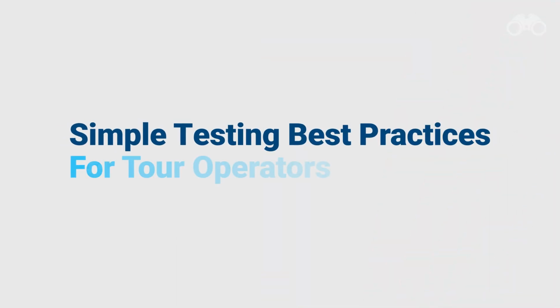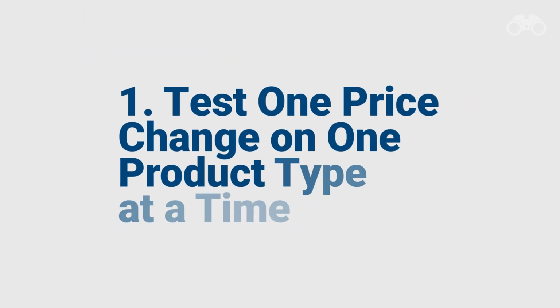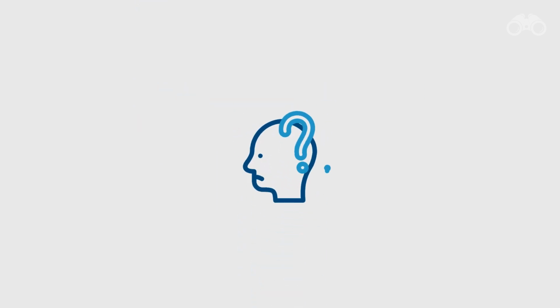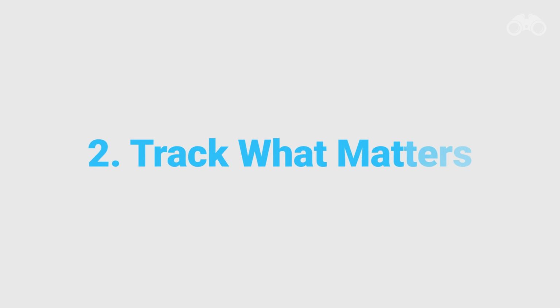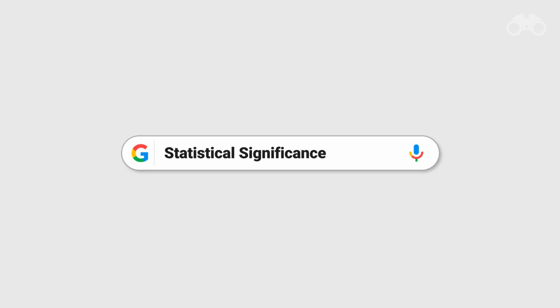So let's go through some simple testing best practices for tour operators. Firstly, test only one price change on one product at a time. If you're making too many changes at once, it's going to be hard to interpret the data. Second, track only a handful of things that matter most. Is it the total bookings you're looking to increase, your total revenue, your conversion rates before, during, or after the test? Thirdly, make sure you're running tests long enough. Think minimum 20 or 30 completed bookings or a sufficient number of conversions to draw meaningful conclusions.